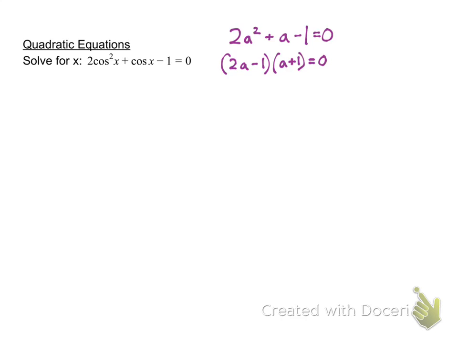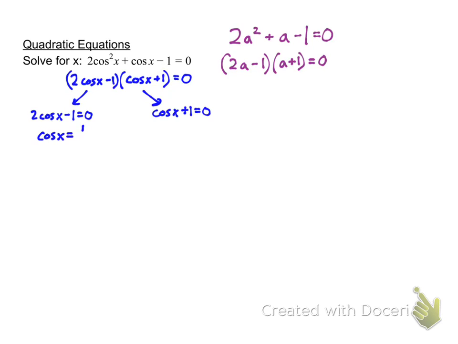So when we factor this, we notice we get 2a minus 1 and a plus 1 as the 2 factors. So I'm going to do the same thing, but instead of writing a, I'm going to write cosine of x on the left here. So 2 cosine of x minus 1 and then cosine of x plus 1. Since they're both multiplied and they're equal to 0, we know that either one must be equal to 0. Either 2 times cosine of x minus 1 is 0, or cosine of x plus 1 is 0.